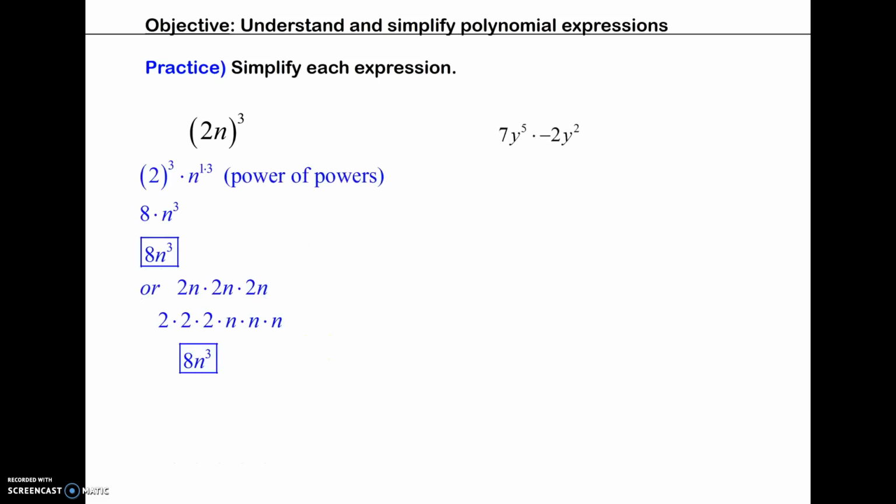Okay, so one way you can look at it is 2 to the power of 3, which is 8, and then n multiplied by itself 3 times to give you n cubed. So try this one on for size. Okay, so that one, 7 times -2 makes your -14. y to the 5th times y squared, add the exponents to make y to the power of 7.